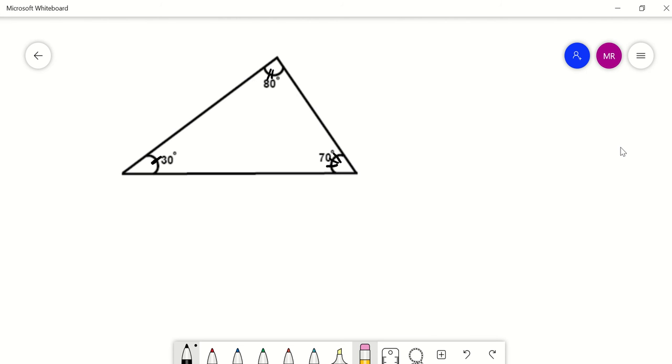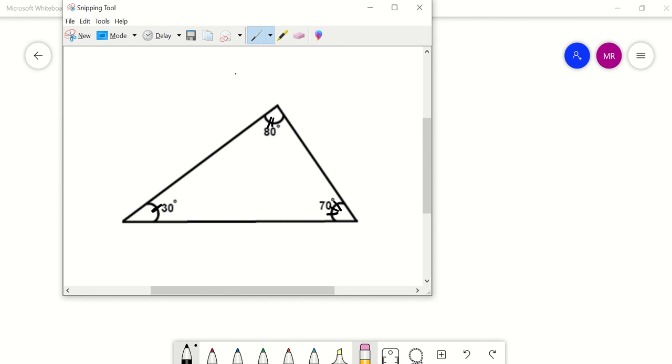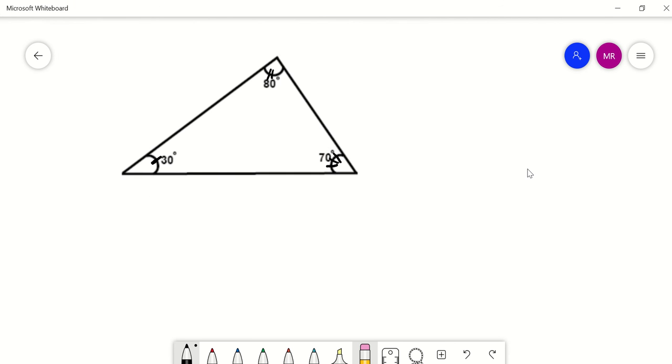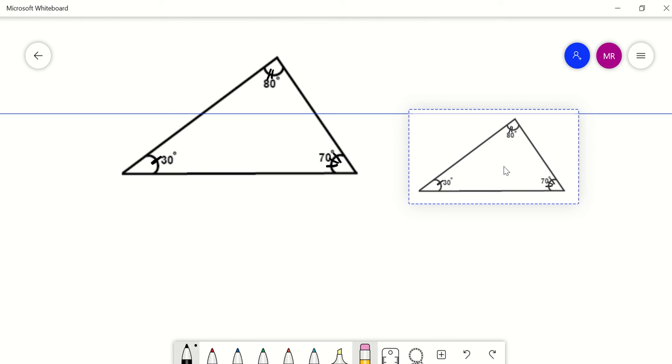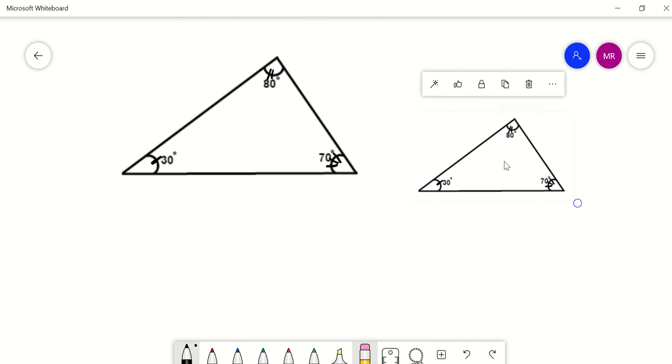All right, guys, take a look at this triangle. This triangle has an angle measure of 30 degrees, an angle measure of 70 degrees, and an angle measure of 80 degrees. So if I take this and I copy and paste it, and I shrink this new one down, are these two triangles congruent to each other?